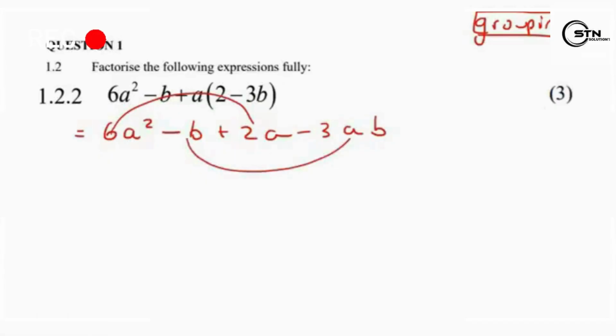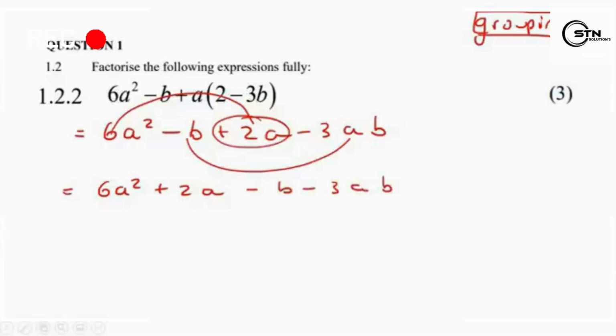So what I would do now is I would go and rewrite it as 6a squared plus 2a. You see, I just slid that part to the front, and then I would just slide the minus b and the minus 3ab like that. Now, in this first part, I see that there is a common factor of 2, and there's an a. So then what would you be left with over here? Well, here you would be left with 3a plus 1. How did I just make sure? If you had to multiply these two together, that would give you 6a squared, so that's correct. And if you had to multiply these two together, that would give you 2a, so that's correct.